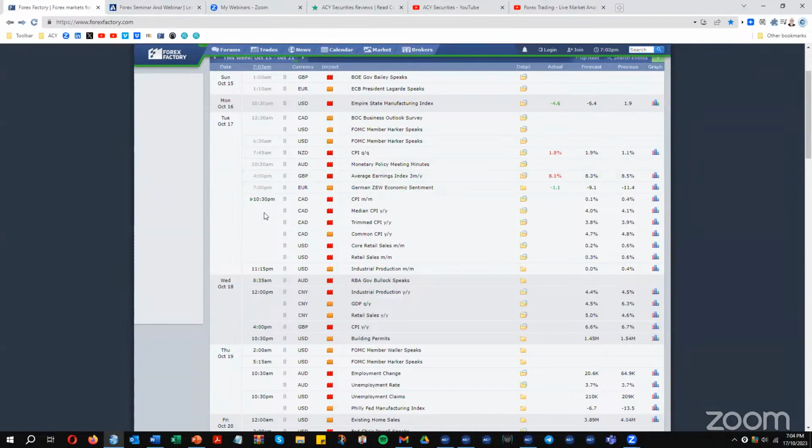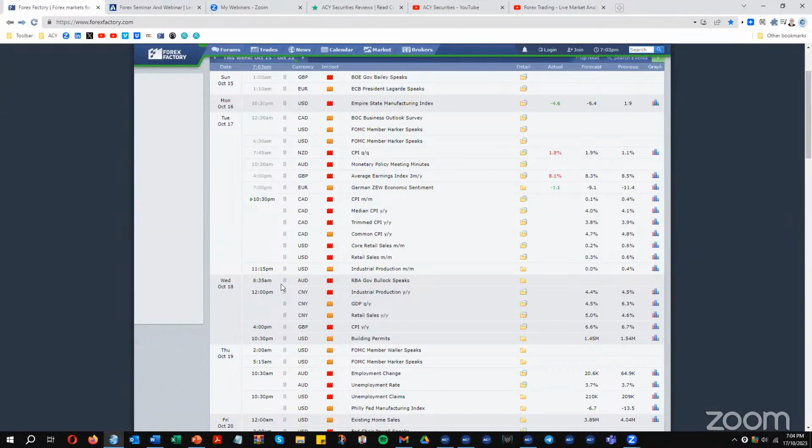Now tonight for the Canadian pairs, we've got the inflation data coming out, so it's going to be very difficult trading those pairs ahead of that data because who knows how the data will come in. And we also have the US core retail sales and retails coming at 10:30 p.m. So those are the risk items coming out at the moment.